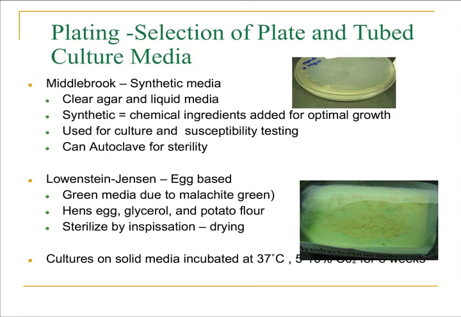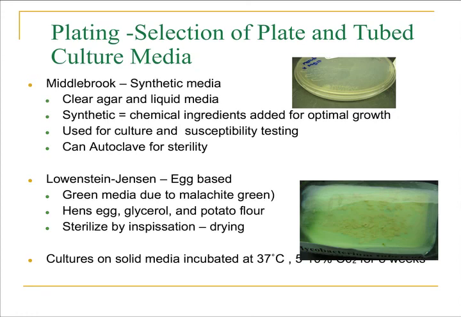The older and very reliable method that's been used for decades is the Lowenstein-Jensen series. This is the green media shown in the bottom right hand of this slide. It is an egg-based media. It is green due to the addition of malachite green, and it's really the only media that we have in all of microbiology which has this kind of unusual greenish yellow color. It is composed of hen's eggs, glycerol, and potato flour. And because it is egg, if you were to autoclave this media, you would actually get scrambled eggs.